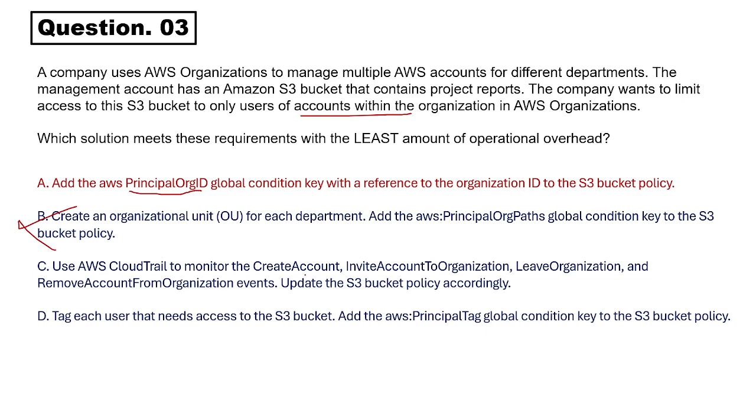What about AWS CloudTrail to monitor? This is also not correct because you need to put effort into updating the policy, which introduces operational overhead, because you are updating the policy according to that all the time. So that is not correct. It is increasing the operational overhead. That should not be the case. Now, tag each user. This word only clearly indicates there will be high operational overhead, right? Because tagging each user that needs access to the S3 bucket could not be the best option when the least amount of operational overhead is required. So I hope this is clear to you.